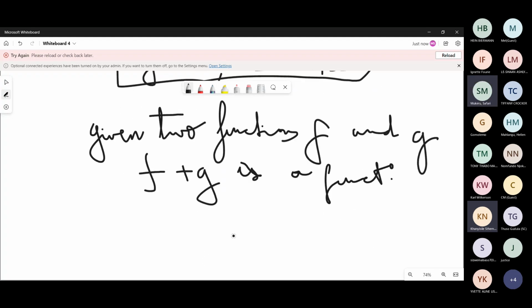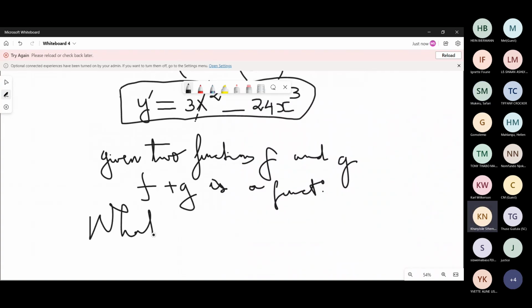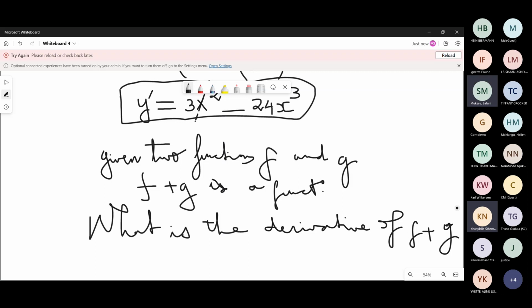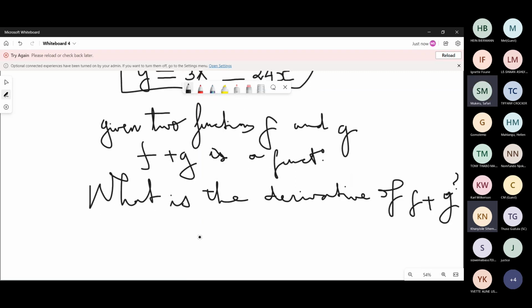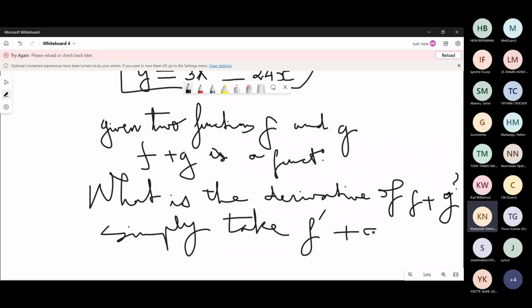Right. Now, how do we compute the derivative function of the sum of this new function f plus g? Can you see what I'm typing? How do we find this derivative? Very simple answer, very, very simple. Simply take f prime, which is the derivative of f, and you also take the derivative of g, and you take their sum. That's all that you do.